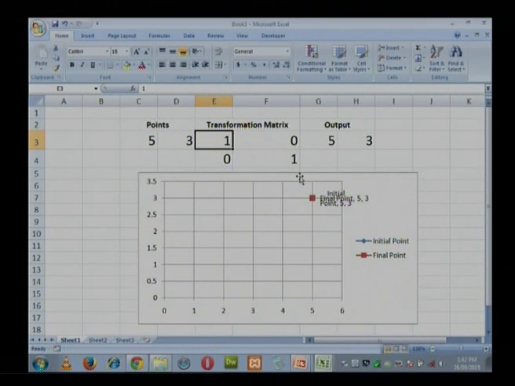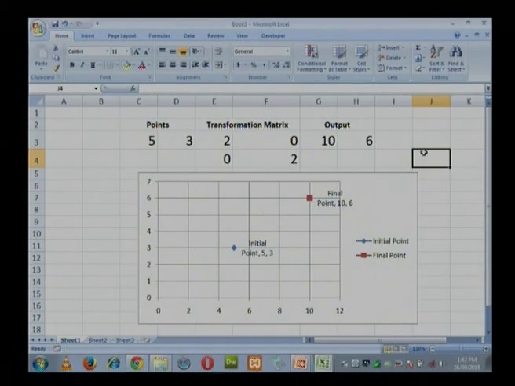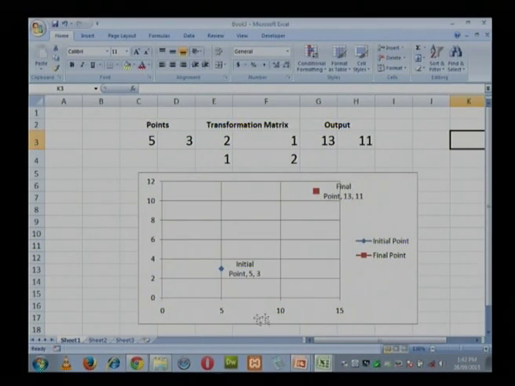Now, what will happen if I multiply with 2? You see that it has shifted along the x axis, 5 has become 10, and if I make it 2 again, it has changed the y axis also, 3 to 6. Earlier it changed to 10 and now 3 has changed to 6, and similarly if I make it 1, it will have some other effect. You see this final point is getting changed. So, you have free control over every point in the space.